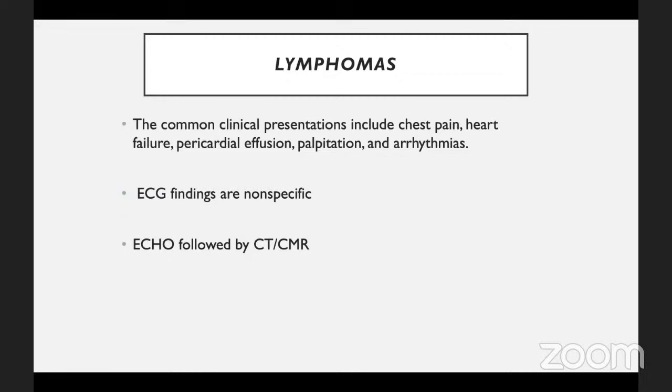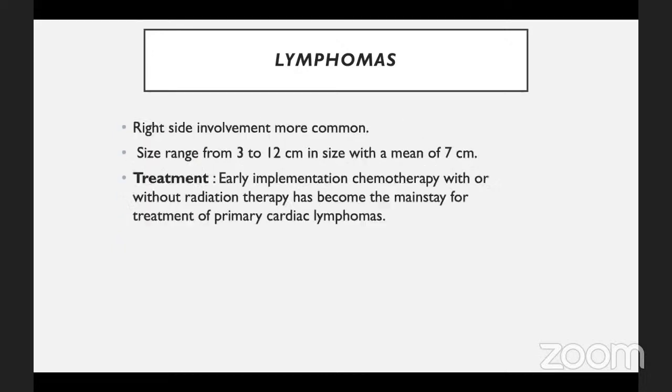The common presentations include chest pain, pericardial effusion, palpitation, and arrhythmias. There are non-specific ECG findings. Echo is the gold standard for the diagnosis, followed by the CT and the cardiac MRI. They commonly involve the right side of the heart. The size of the lymphoma usually ranges between 3 to 12 centimeters. Treatment with early initiation of chemotherapy, with or without radiotherapy, is the mainstay for the treatment of the primary cardiac lymphomas.